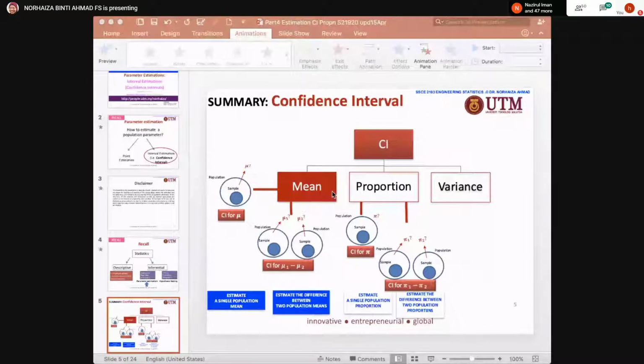So today we're going to do another population parameter, finding the interval estimate for the population parameter proportion. And we're going to look at both a single population proportion and the difference between two population proportions.